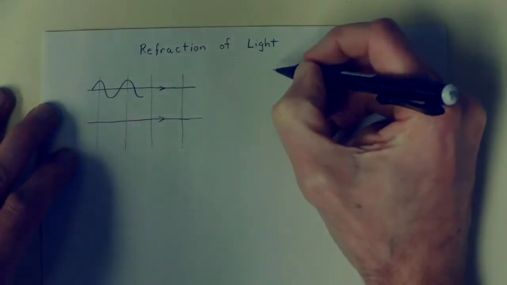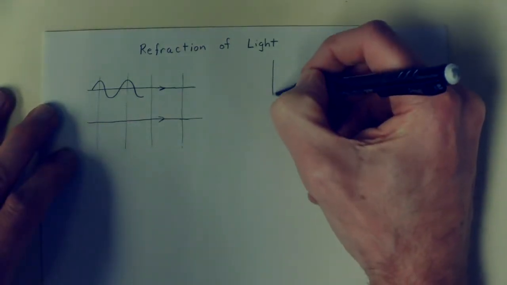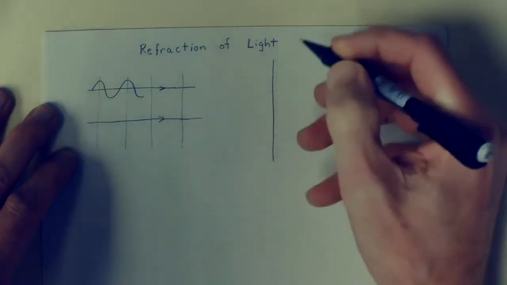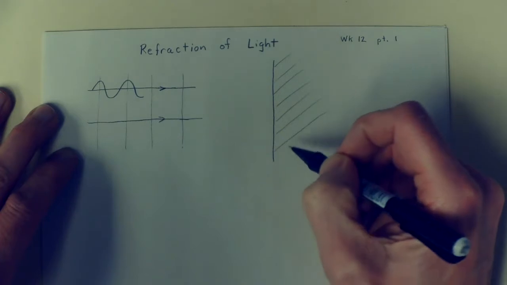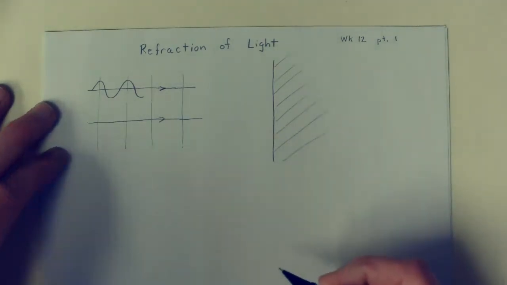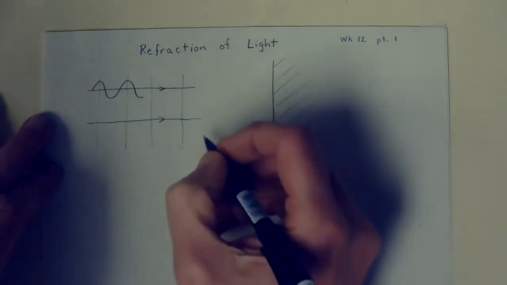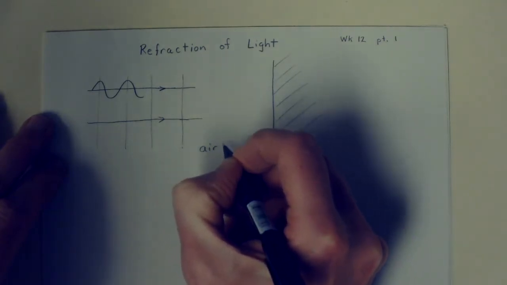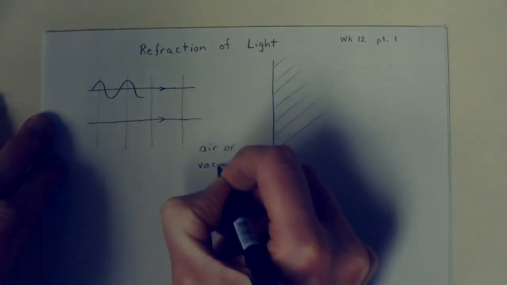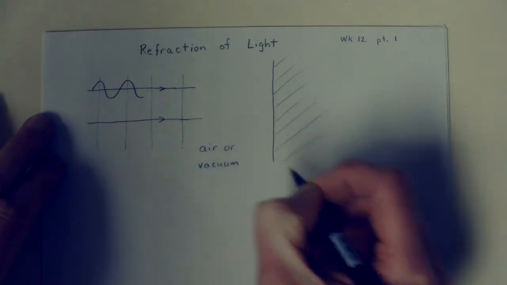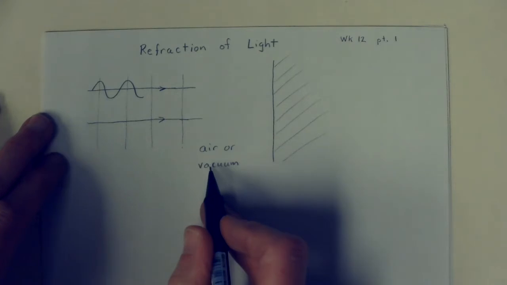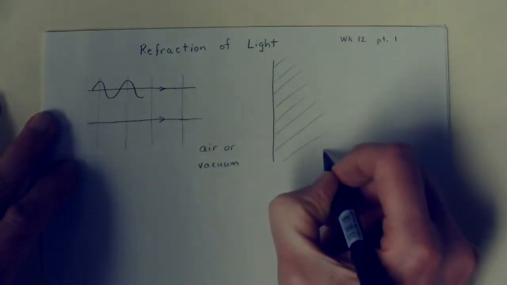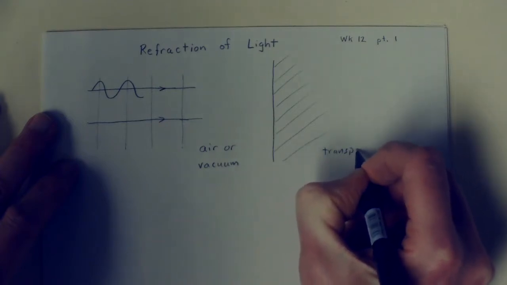Now, what happens when light encounters a different material? What happens if we come to a boundary or an interface, and now behind this is maybe glass or water or some other transparent material? What would that look like? So out here, imagine that this is either air or it's vacuum, which behave essentially the same for our purposes. And that's where we solved Maxwell's equations in the vacuum and found how it propagated. What happens when we come to some kind of transparent material, like glass?